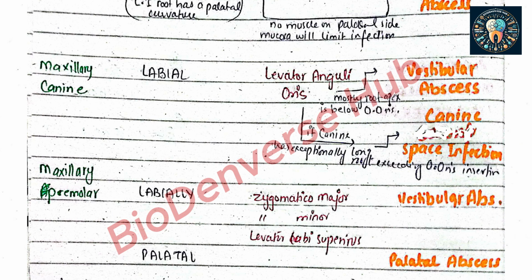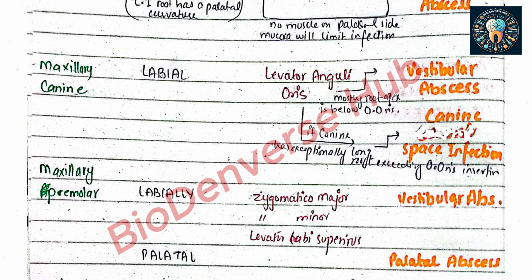But if the canine is very long rooted and the infected root apex is above the attachment of the muscle, it will cause a canine space infection, that is, an infraorbital space infection in the infraorbital region. So we have two possibilities, and most importantly, these possibilities are a result of differences in the location of the root apices in relation to the muscle attachment.